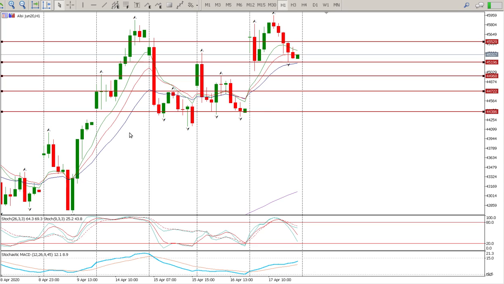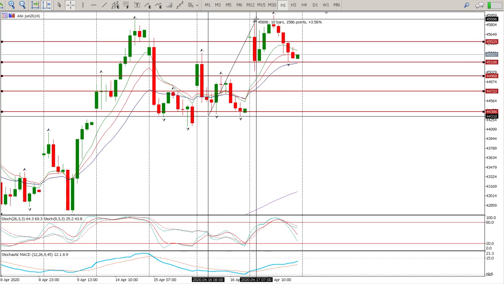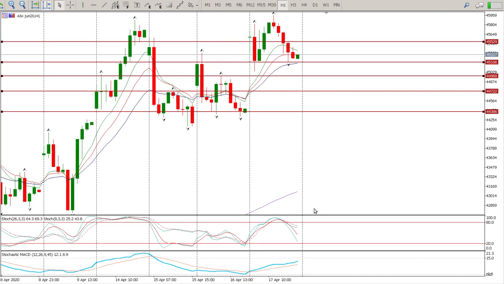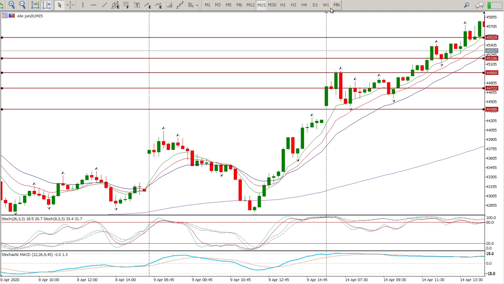If we do break below this area of support here, I'd want to see a bit of a retest on that to validate this double top range break, and that would give me a much bigger move in the region of 1,500 points to the downside. Okay, so that is kind of my plan of action today.